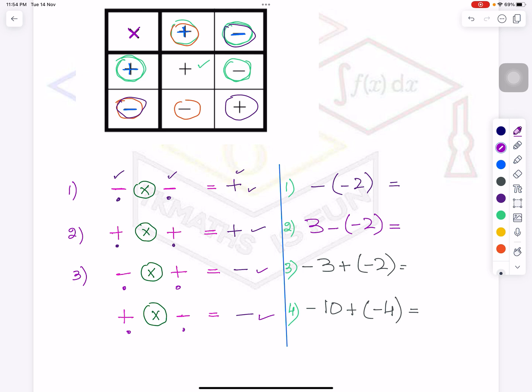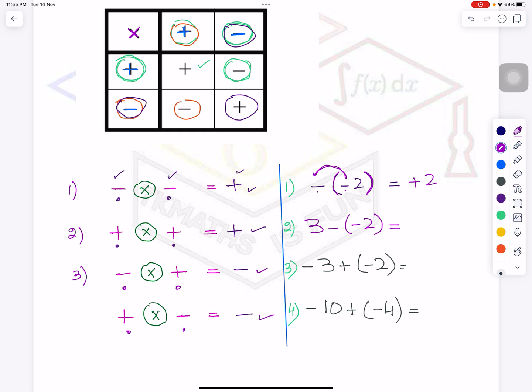Number 1, whenever we write bracket, it means we are multiplying with the term outside. So outside the bracket there is negative sign, and inside the bracket it is minus 2. So it means minus is multiplying by minus. So both are same. So answer will be what? Plus 2. Okay. So let's see the second example.